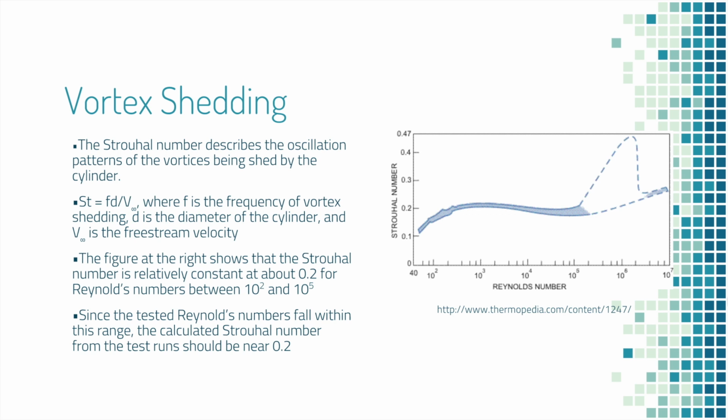The figure above shows how the Strouhal number changes due to an increase in Reynolds number. In the graph, the Strouhal number hovers right around a value of 0.2, which is what we should have expected to see with our experiments and observation.